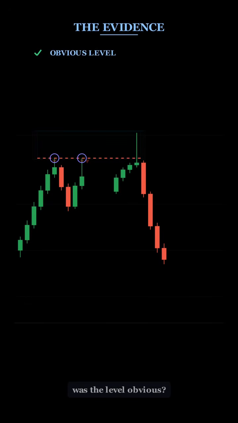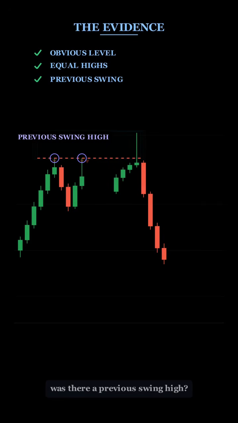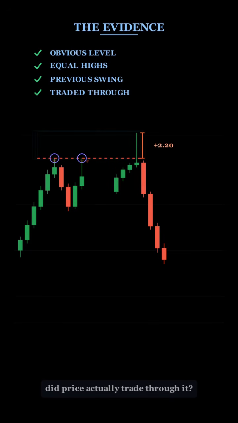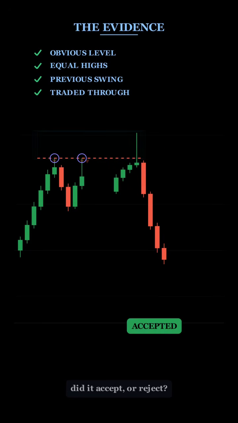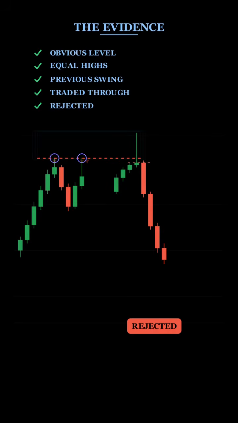Was the level obvious? Were there equal highs? Was there a previous swing high? Did price actually trade through it? Did it accept above the level or immediately reject it? These questions tell you much more than simply saying liquidity was swept.